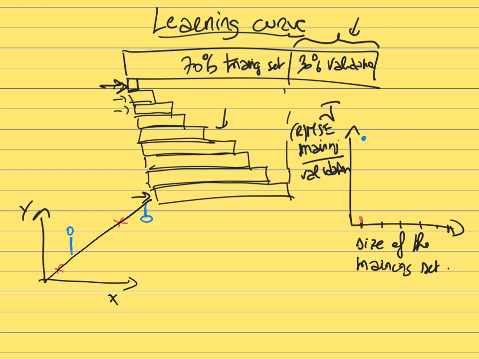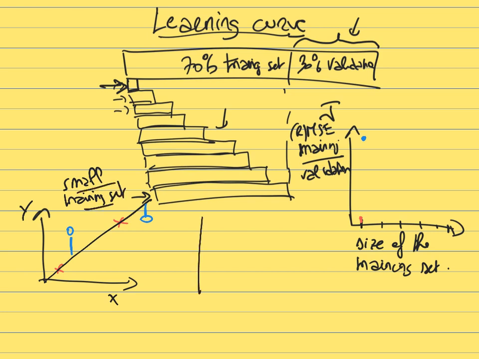So this is what you will start like. Any model will start like this, with a very small error for the training set and a very large error for the validation set. This is always going to be the case. Then as you start to increase the number of points in the training set, so this is what you get for a small training set.